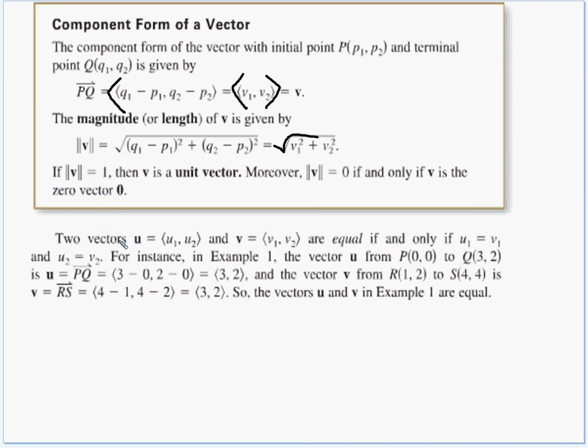And then below it says two vectors u and v are equal if u1 and v1 are the same, and u2 and v2 are the same. For instance, in that first example, the vector u from the origin to 3 comma 2 would be 3 minus 0 comma 2 minus 0, or 3 comma 2. The vector from point r, 1 comma 2, to point s, 4 comma 4, is the same thing, 3 comma 2. So the vectors u and v from example 1 are equal.